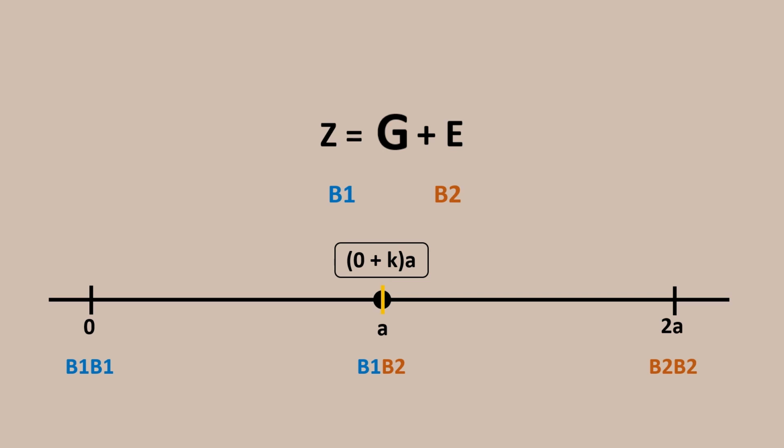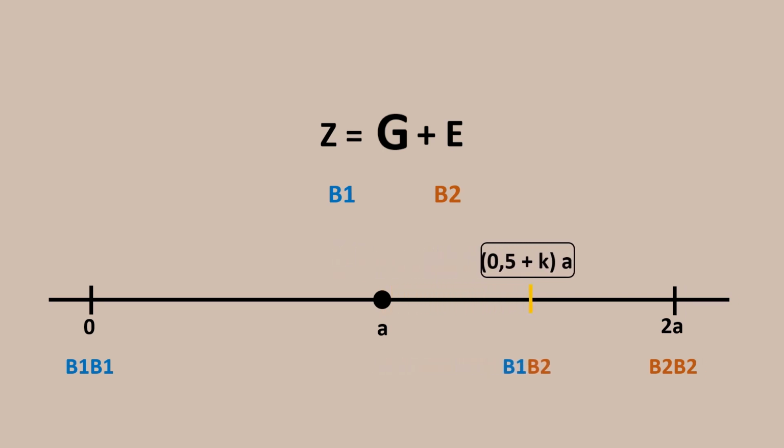Within this context, we can see that when k is equal to 0, the heterozygote will be occupying exactly the middle of the line, so that B1 and B2 behave in a completely additive way, since there will be a lack of dominance. If the value of k is between 0 and 1, the heterozygote will no longer occupy the middle of the line, due to the partial dominance effect that the B2 allele will have over B1, bringing the heterozygote closer to the B2-B2 homozygote.